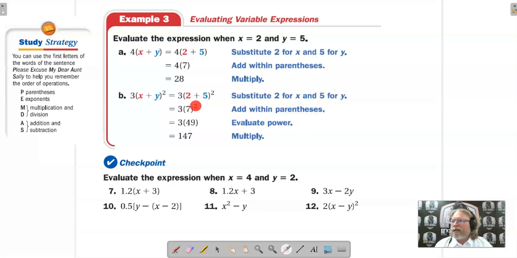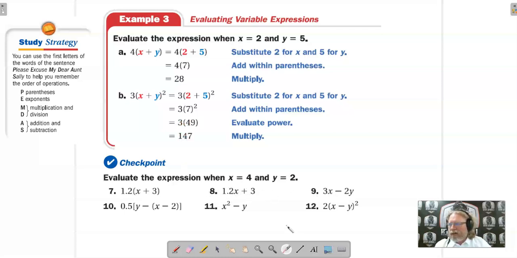Now we need to do exponents. So we have an exponent here. 7 squared is 49. We brought down that 3. Now we can do the multiplication. 3 times 49 is 147.